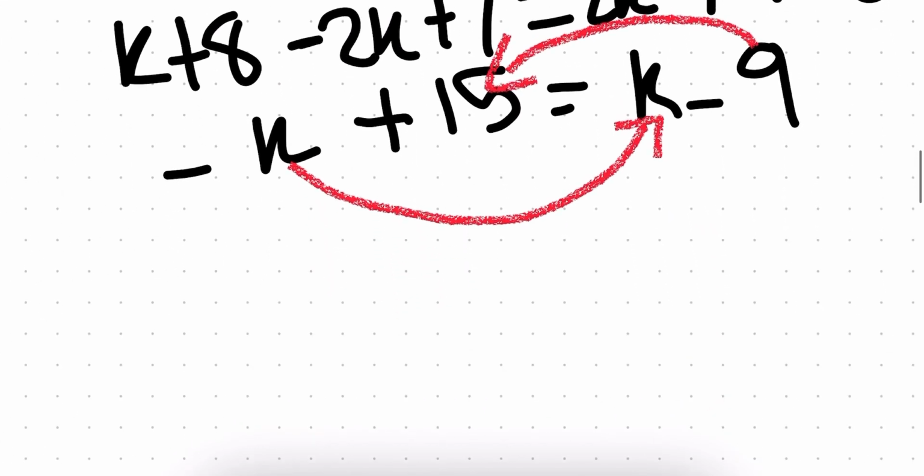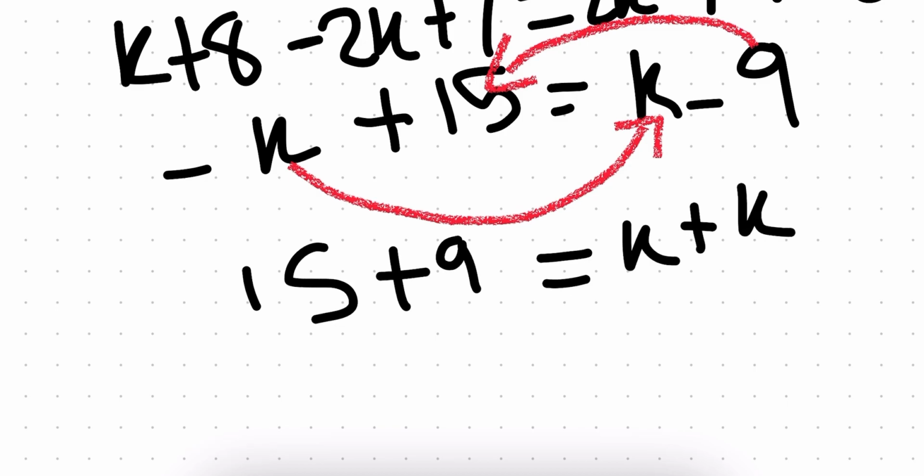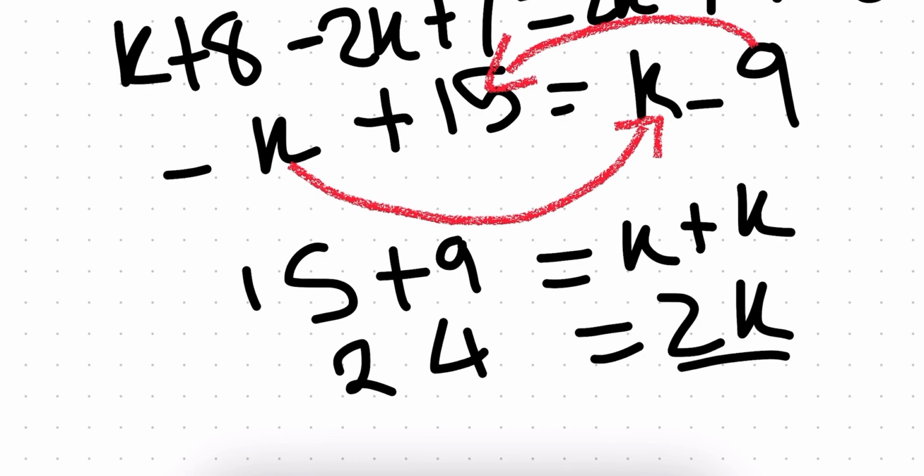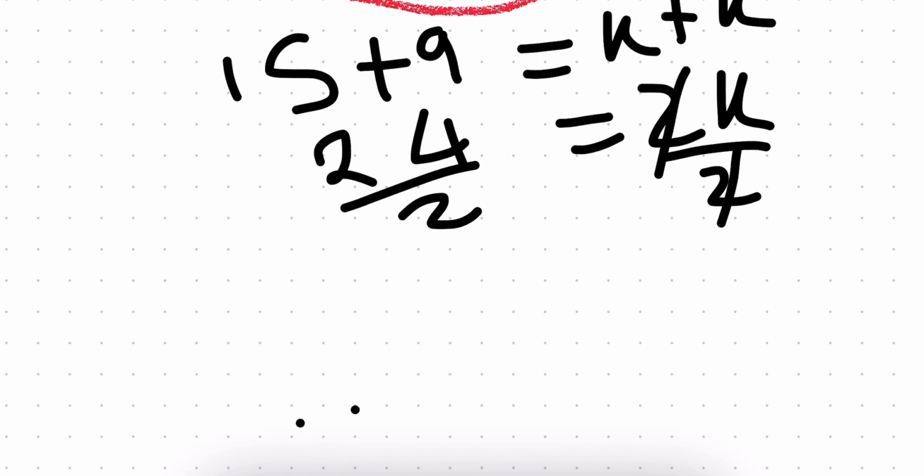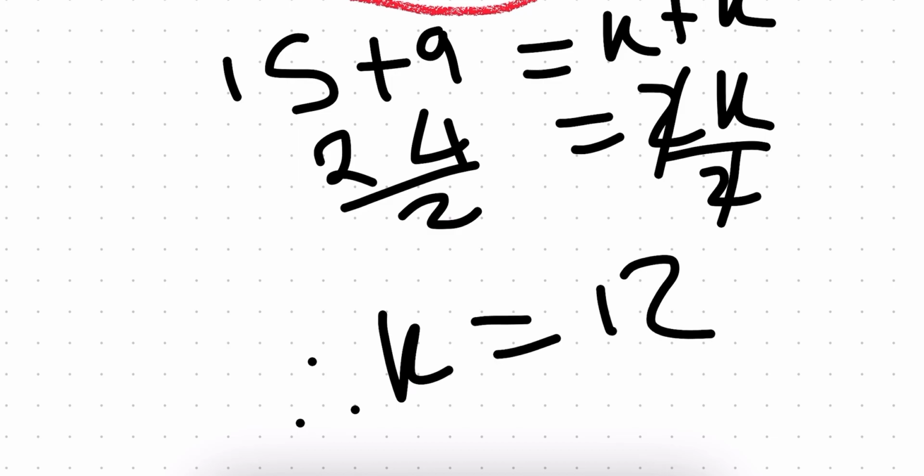So let's go down here. It literally boils down to 15 plus 9 equals k plus k. Then what is 15 plus 9? 9 can be broken into 5 plus 4. That's 24. 24 equals 2k. Then you divide by 2. They cancel here, and here you're left with 12. Therefore, your k is equivalent to 12.